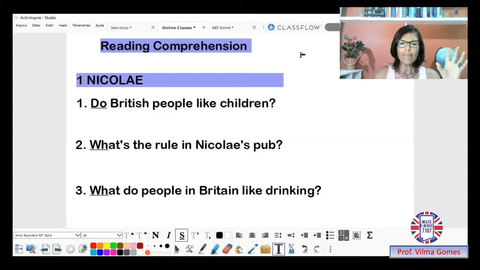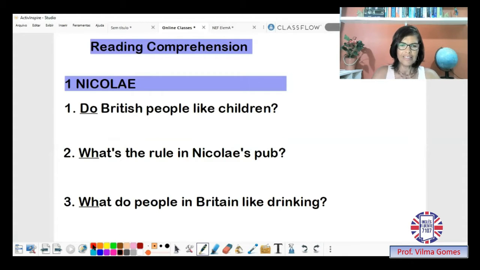Vamos relembrar rapidamente? Olha aqui. Deixa eu marcar aqui. So, do the British people like children? Olha só. Do British people like children? Então, at the end, it goes up. The intonation rises at the end. Do British people like children?